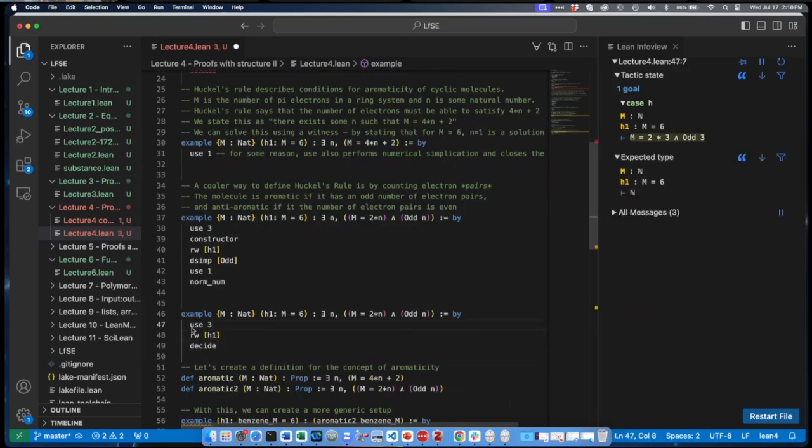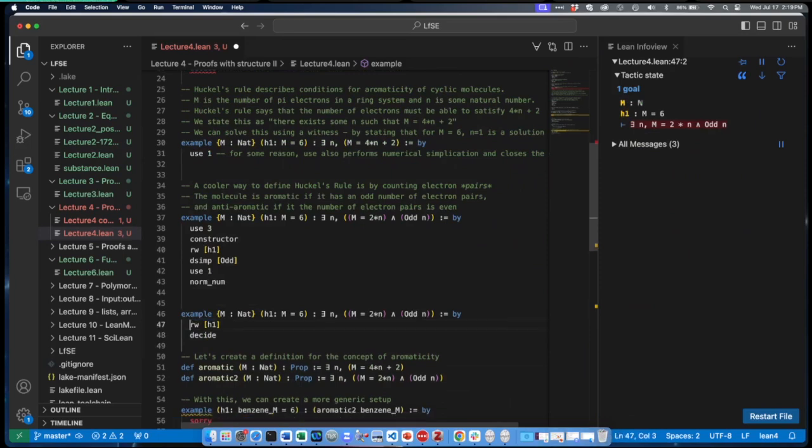Ooh, actually, let me see. I'm curious. So if we hit it with rewrite H1 first, now we only have numbers, but decide can't handle this one. So this one ends up being too complicated for it. Again, for the reasons we're defining our own thing. M is equal to 2 times n. That is a separate definition that decide doesn't know about. It's a little bit more complicated.